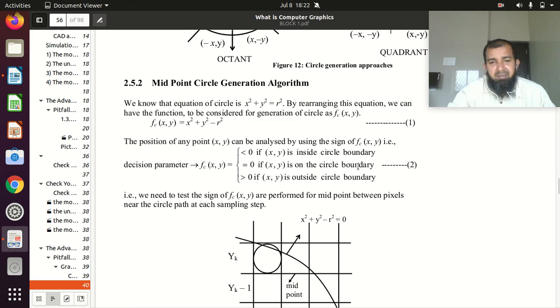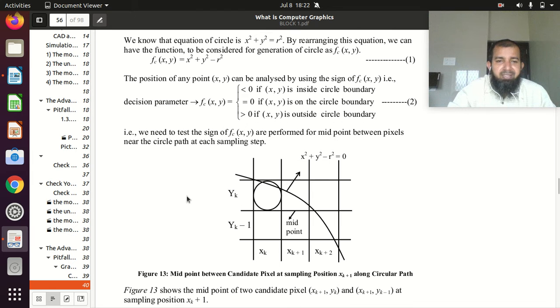If (x, y) is on the circle boundary, then fc of (x, y) is equal to 0. If (x, y) is outside the circle boundary, then fc(x, y) is greater than 0. That is, we need to test the sign of fc(x, y), whether it is less than 0, equal to 0, or greater than 0. These tests are performed for the midpoint between pixels near the circle path at each sampling step.